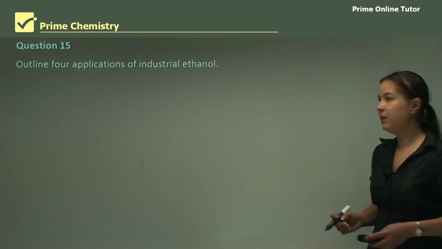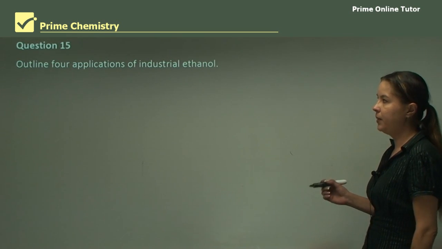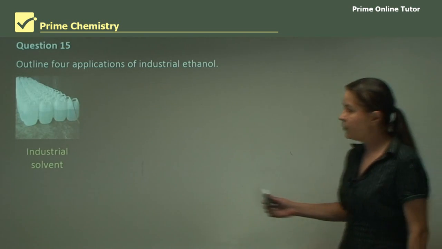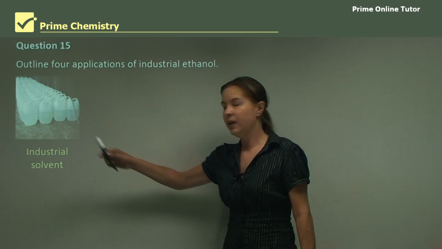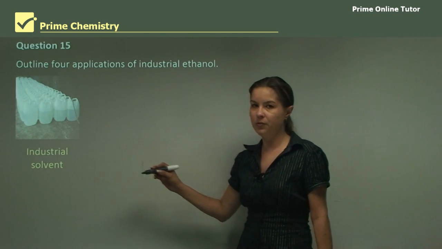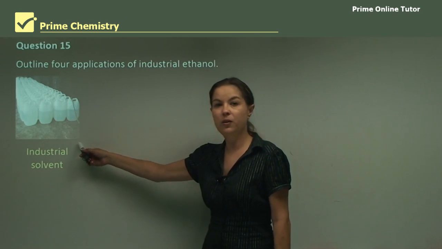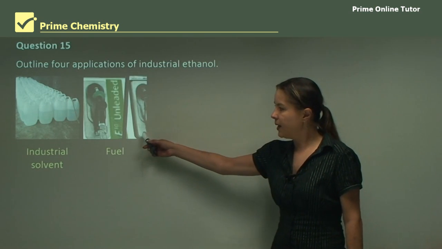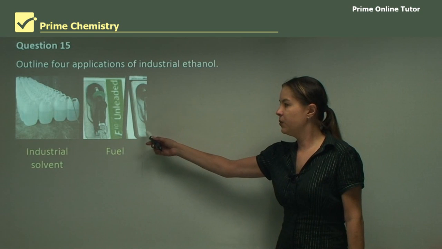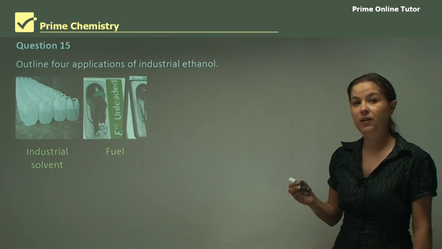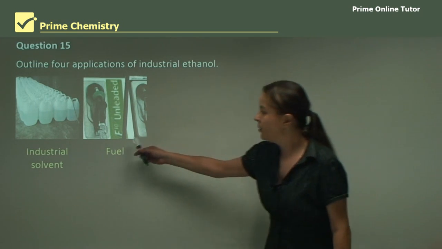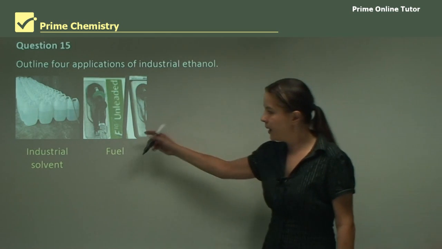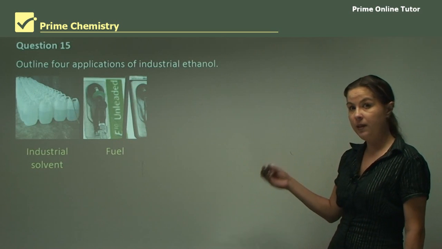So finally for today, question 15. Outline 4 applications of industrial ethanol. First of all, ethanol is an industrial solvent. It's used very, very widely for all sorts of reactions and to make all sorts of different products. It's also an additive to fuel, and this is to lower emissions of dangerous gases such as carbon monoxide. And you may see at your fuel pump E10 or E15, and that relates to the percentage of ethanol that they put in the fuel mix.